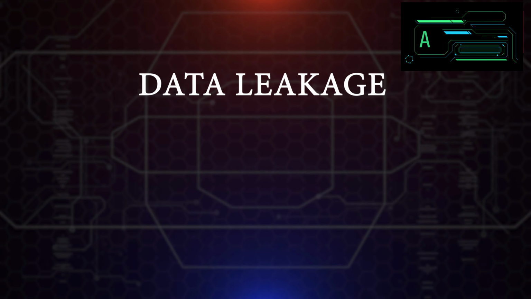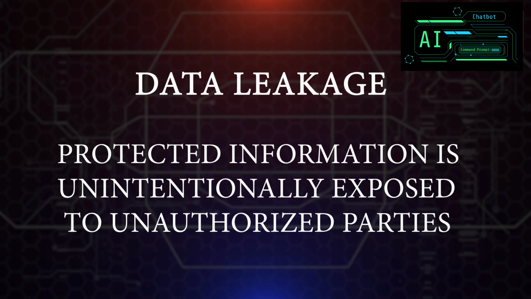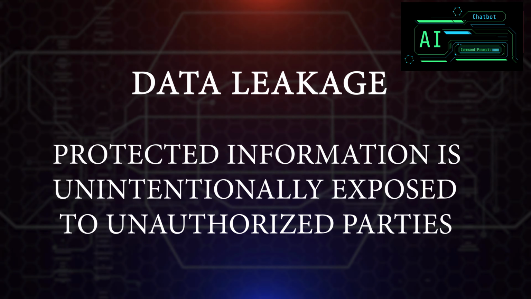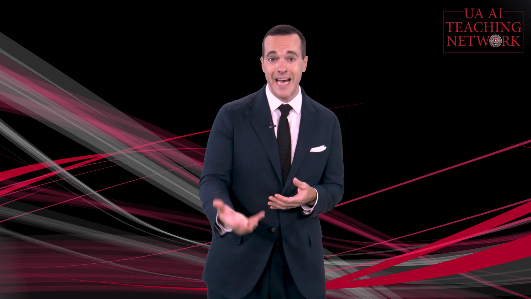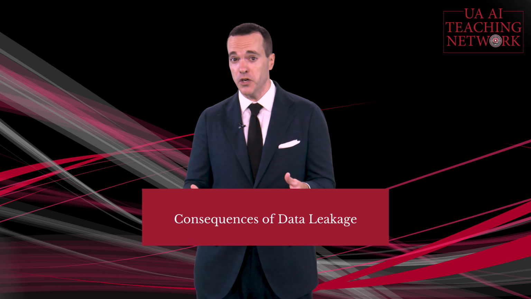Data leakage occurs whenever protected information is unintentionally exposed to unauthorized parties. This can happen in a lot of different ways, like not storing student data correctly, or not handling it correctly, or by using vulnerable software applications, including popular AI tools. The consequences of data leakage can be pretty severe.